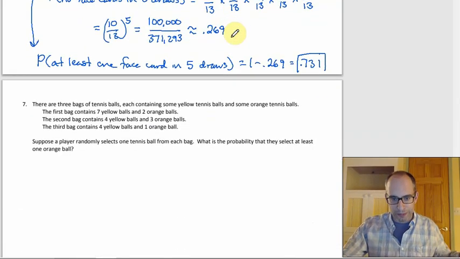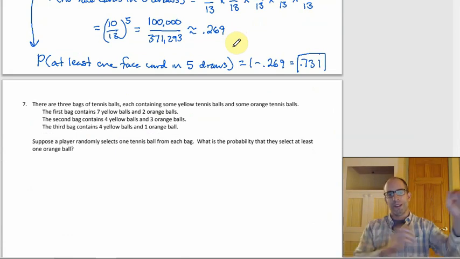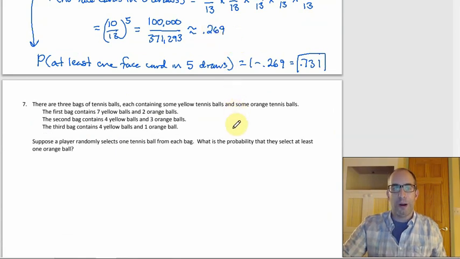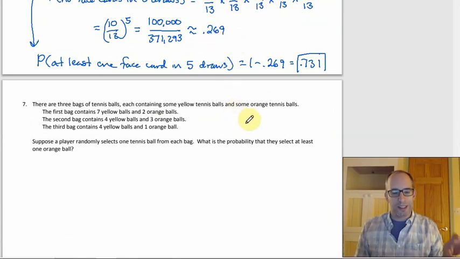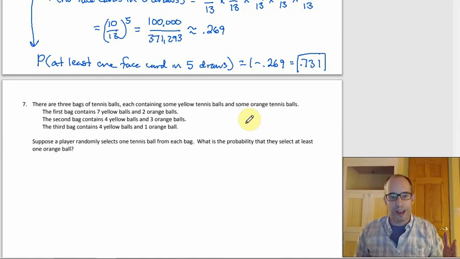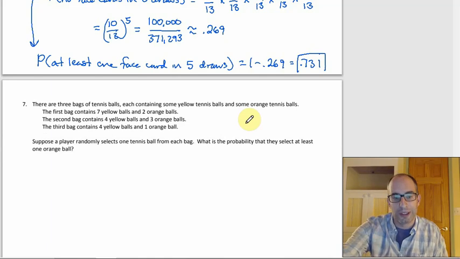Then how about number 7? This one is a little bit different, although you still have to use independence, because this is one where it's not the exact same thing repeating. I guess you could view it as it's the same task, because if a tennis player is randomly going to select 1 ball out of each of 3 bags, I guess they are repeating the task of reach into the bag and pull a ball out, right? But the 3 bags don't have the same numbers of yellow and orange balls in them. So this one's a little bit different, but there are questions in the homework like this.